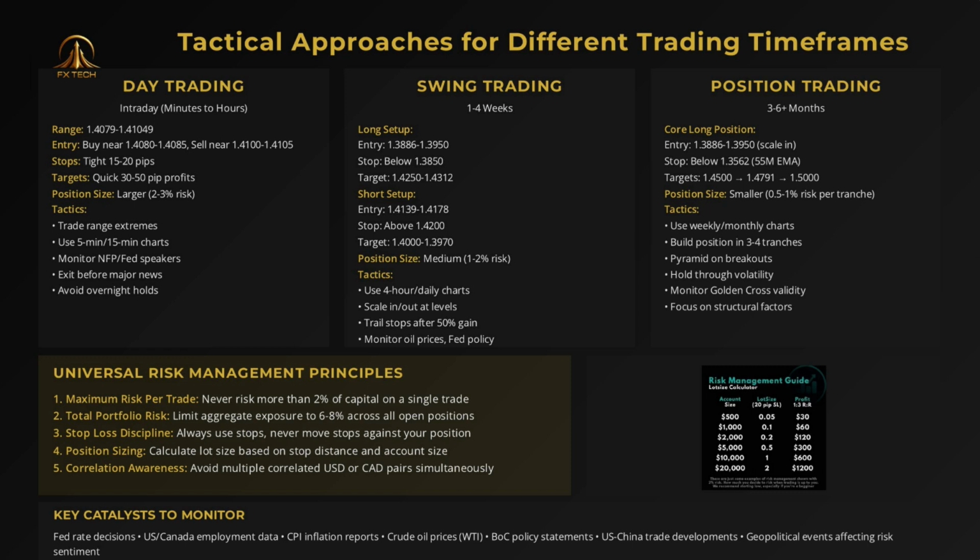Different trading styles require different approaches to USD/CAD. Day traders should focus on the 1.4079 to 1.41049 range, buying near 1.4080 to 1.4085 and selling near 1.4100 to 1.4105, with tight 15 to 20 pip stops and 30 to 50 pip profit targets. Use 5-minute and 15-minute charts, monitor NFP and Fed speakers closely, and exit before major news events.